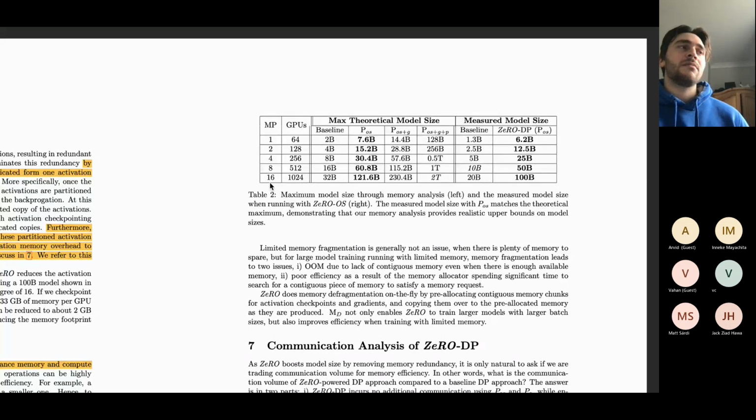With model parallelism of 16 over 1024 GPUs, they were able to train a model with 100 billion parameters. But they said the maximum theoretical size, if they were to use all of the optimizations, was 2 trillion parameters. So 20 times larger.